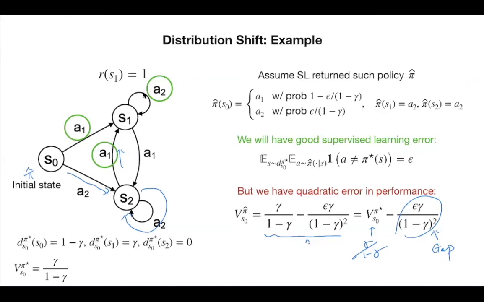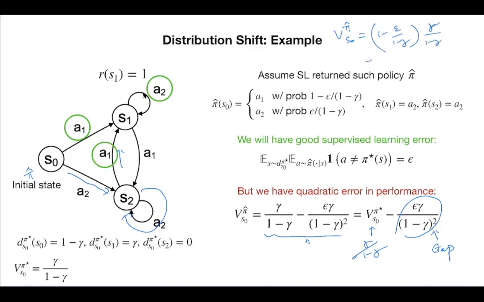Because pi hat is well specified, you can actually calculate the value at S0. I see, so you're just taking the expectation over the actions. Yeah. Everything is deterministic except the first time step. So let's calculate V pi hat S0. With probability 1 minus epsilon over 1 minus gamma, I will take A1. Once I take A1, I will be good because my policy will self-loop at S1 too. So my reward will be gamma over 1 minus gamma.